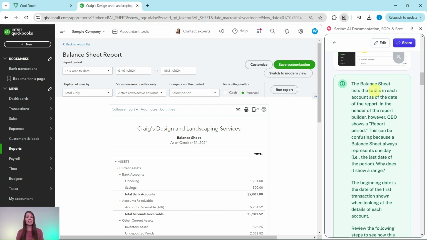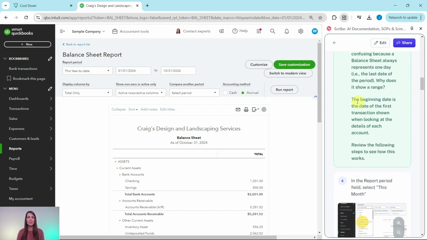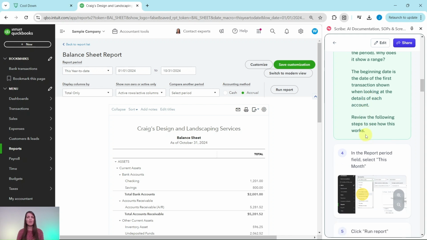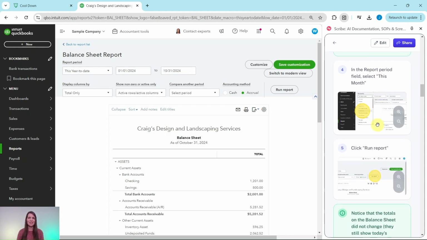Now, the balance sheet lists the total in each account as of the date of the report. In the header of the report builder, however, QBO shows a report period up here. This can be confusing because a balance sheet always represents one day, as in the last day of the period. So why does it show a range? The beginning date is the date of the first transaction shown when looking at the details of each account. So you're going to review the following steps to see how this works.